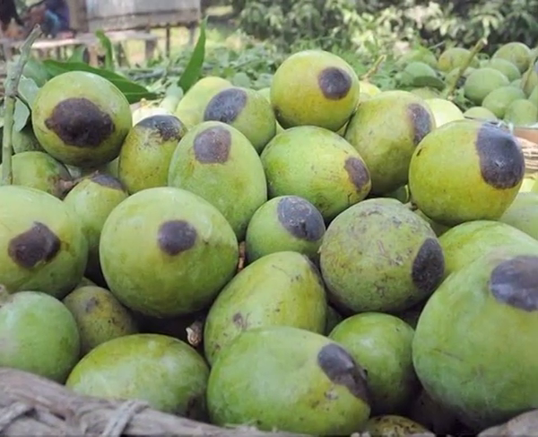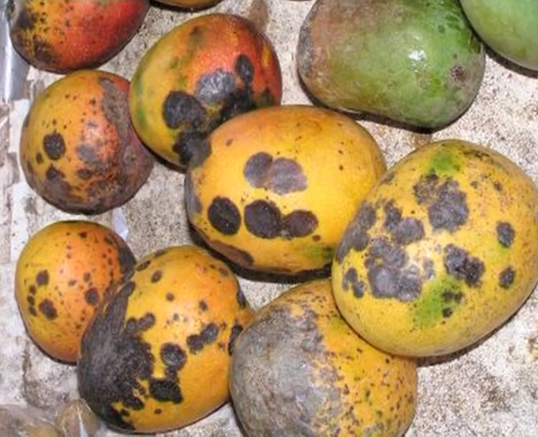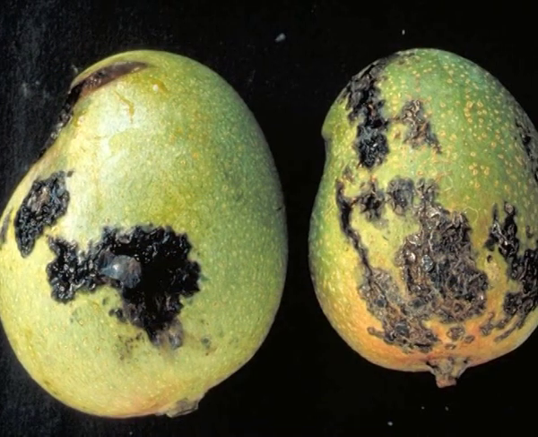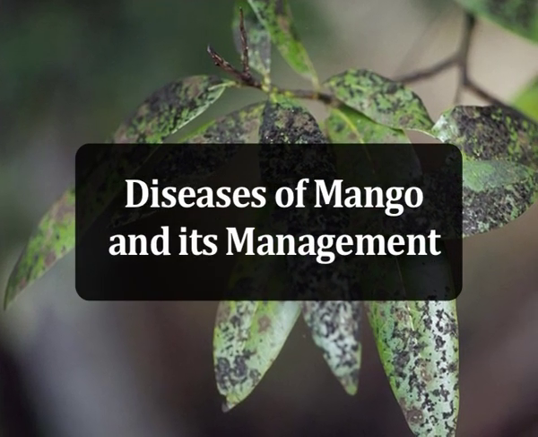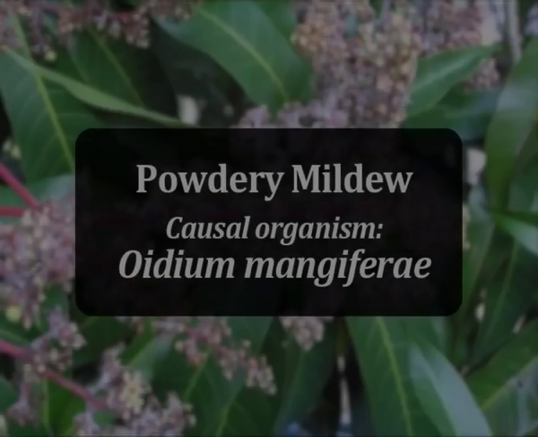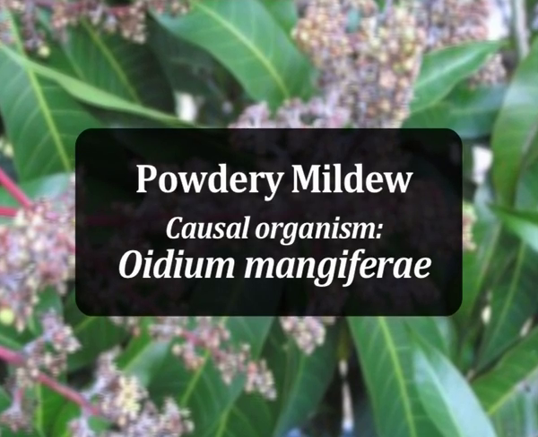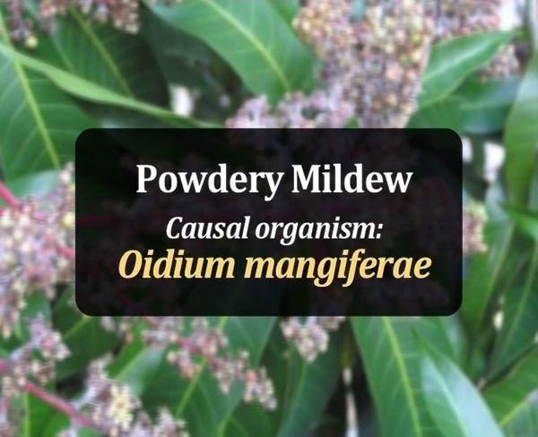There are several factors which hamper its production. This topic will give a detailed discussion of major diseases of mango and their management. So coming to the first disease, that is powdery mildew. Now let's see the symptoms of the disease.